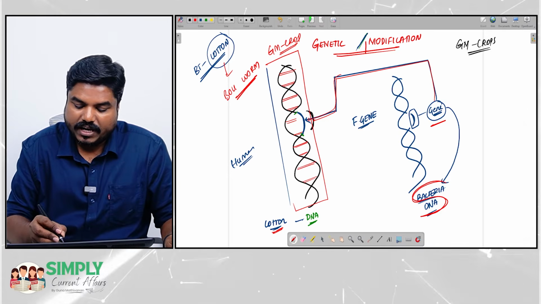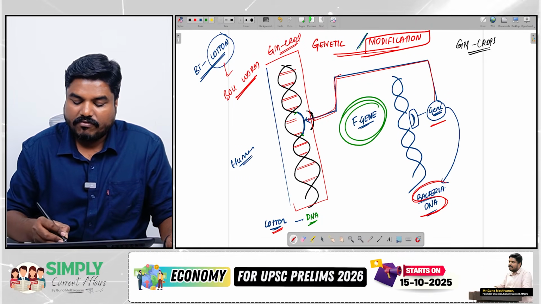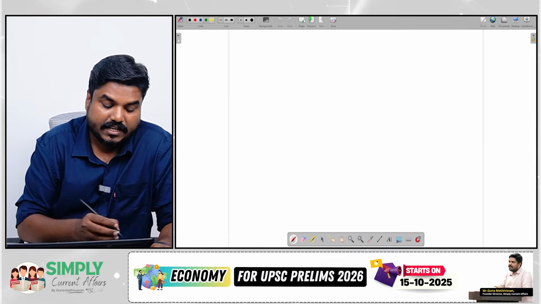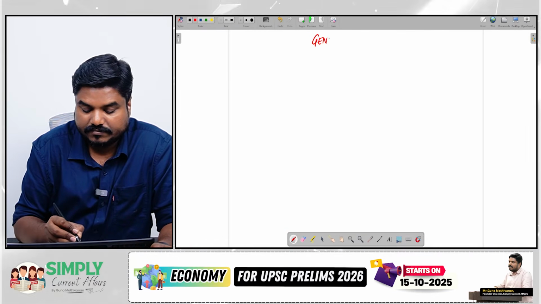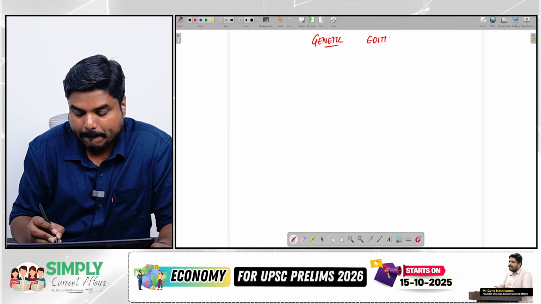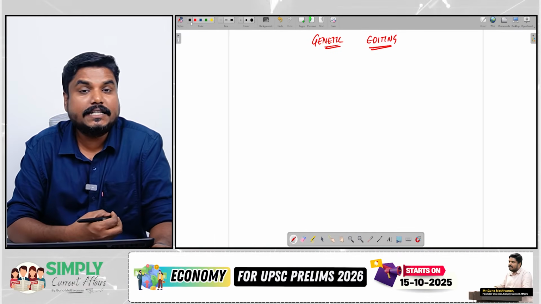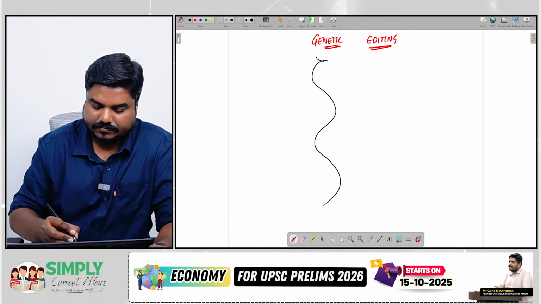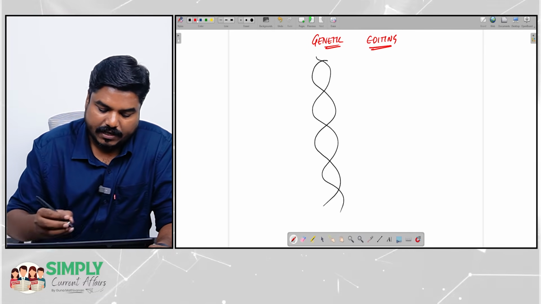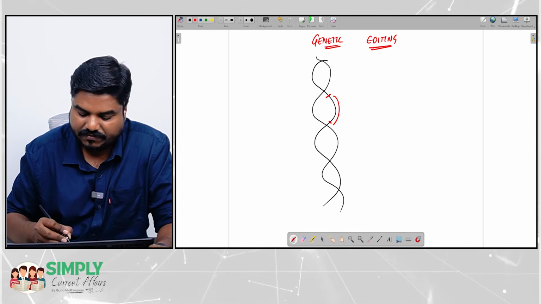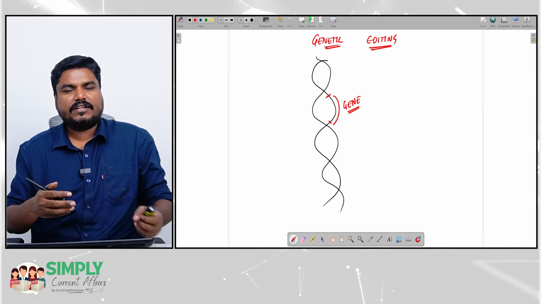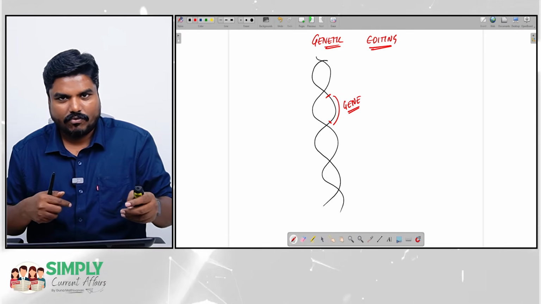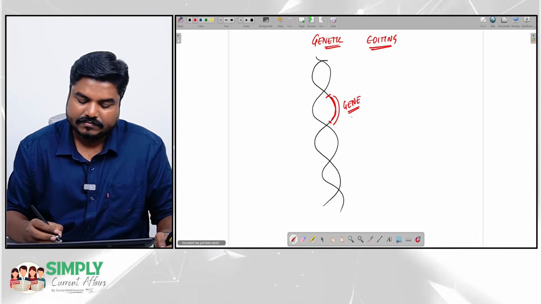So when I say genetic modification, the most important factor to be remembered is we are taking a foreign gene and we are inserting it into the regular DNA. But when I say genetic editing, gene editing, here let us take the regular DNA, now a specific gene. So what we will do is, we are not going to remove it, we are not going to introduce any foreign gene. Rather, what we will do is, we are going to do some edit within.